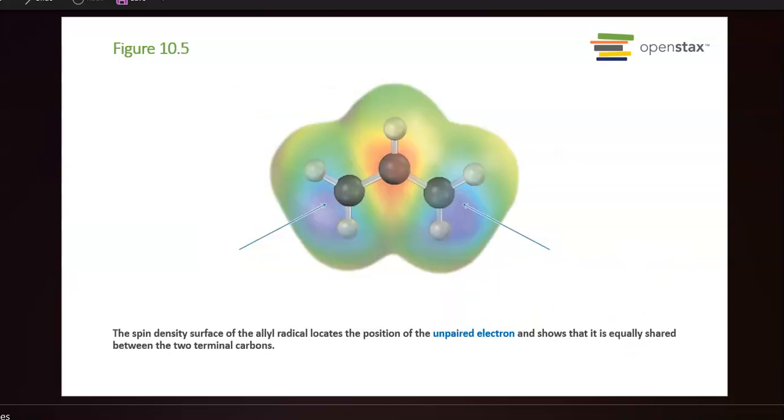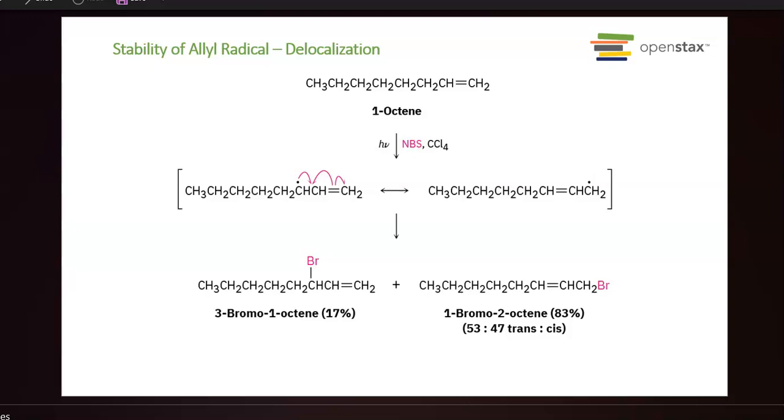Okay, let's do another example. Now this is 1-octene, and when this one is treated with light and NBS, we get a similar phenomenon again, where we start by forming the radical, which then undergoes resonance to form a radical at another position, and in this case, you end up with two products. Okay, let me illustrate that with a different example.